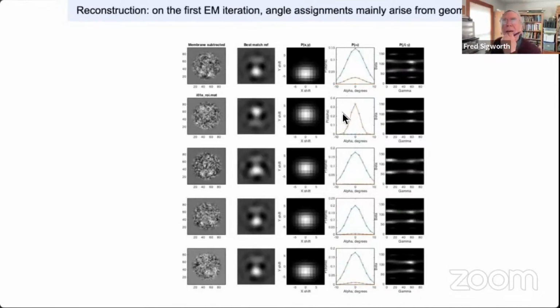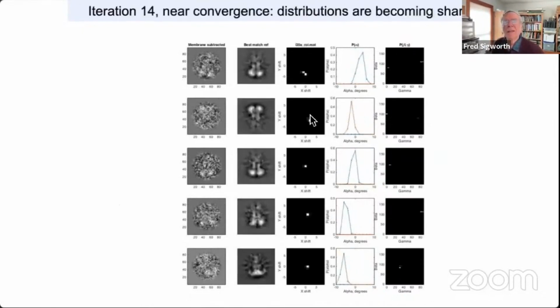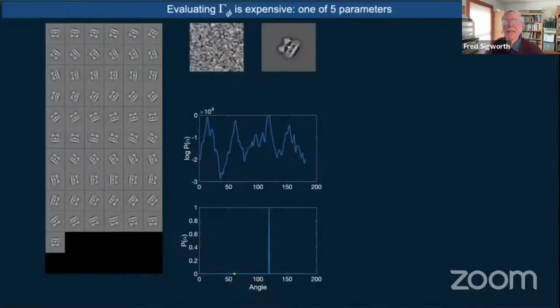At the beginning, first iteration, we don't know very well what the angles are, and we don't know very well the position of the particle, but as we go to more and more iterations, it becomes better and better defined with iteration.